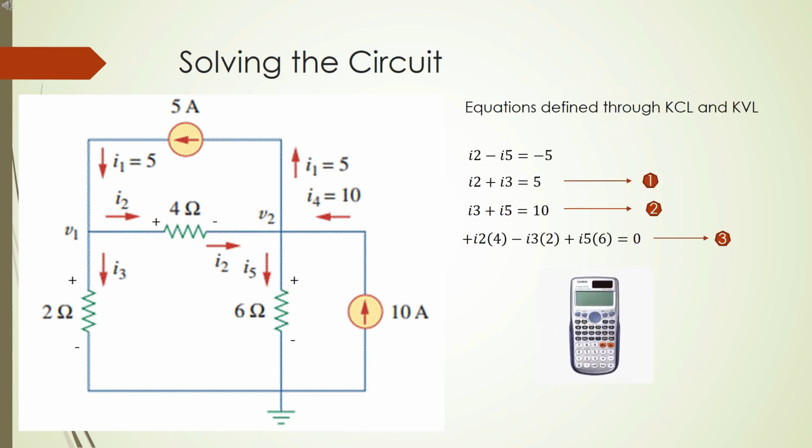By using KCL and KVL in this circuit we have formulated 4 equations that will be used to solve the circuit. To solve the circuit we will be using equations 1, 2, and 3. The 4th equation will be used for checking. Why can't we use equation 3 for checking? We cannot use equation 3 for checking because this equation contains the resistance value of each element, thus making it important in solving the circuit.